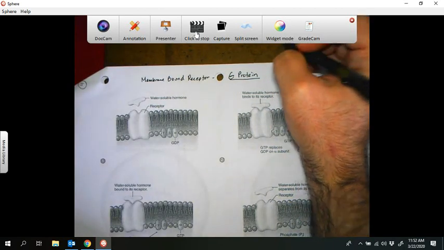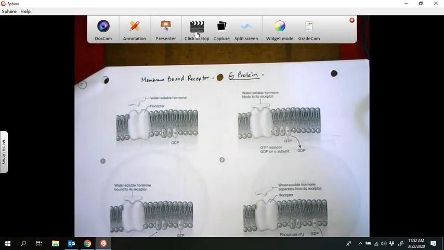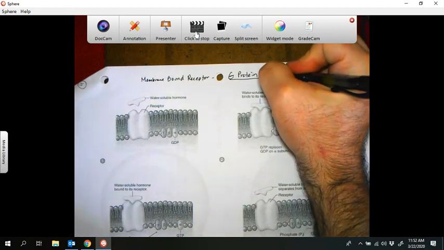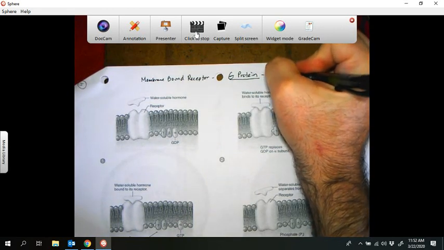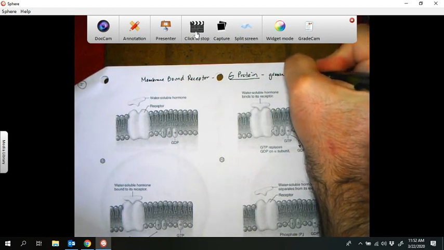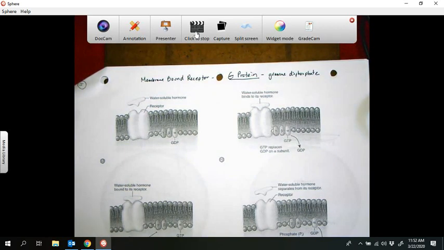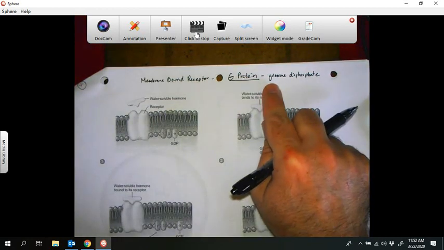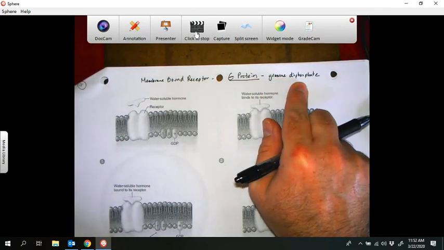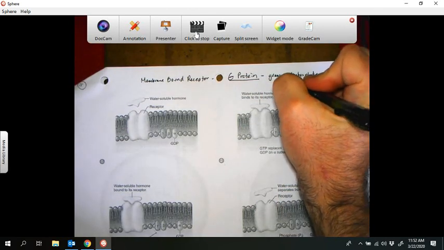And this G protein is named because attached to it is something called guanine diphosphate. And guanine, if you remember, is one of the 4 nucleotides. This is the G in the ACGT DNA nucleotides. So we have a molecule guanine with 2 phosphates attached, and it's sometimes called GDP.